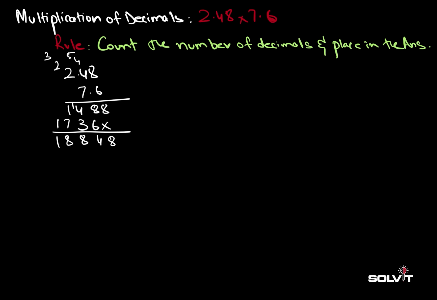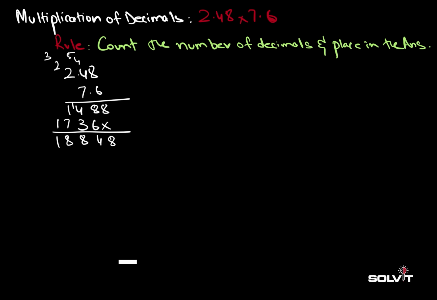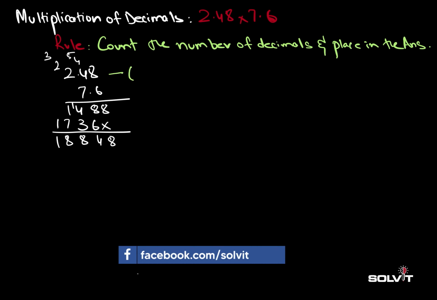So now let's just place the decimals by reading the rule. So what does the rule say? The rule says, count the number of decimals and place in the answer. So let's count the number of decimals in the question, in the numbers in the question. तो अब यहाँ पे कितने decimal places हैं? यहाँ पे 2 हैं, यहाँ पे 1 है.